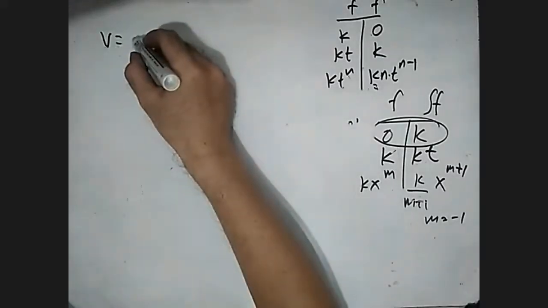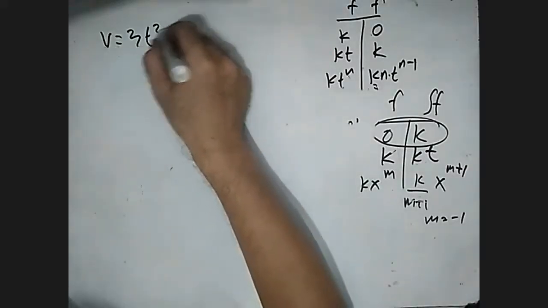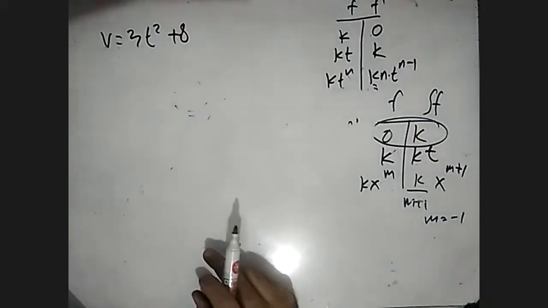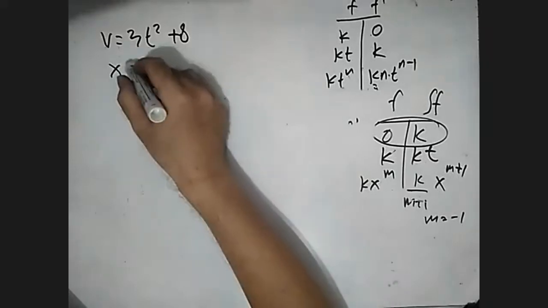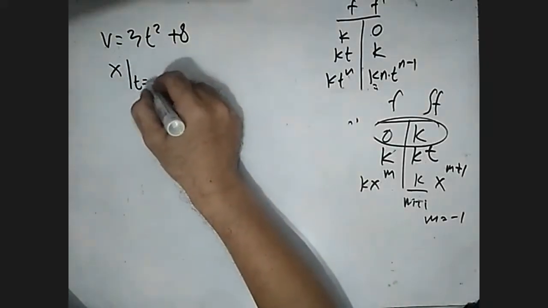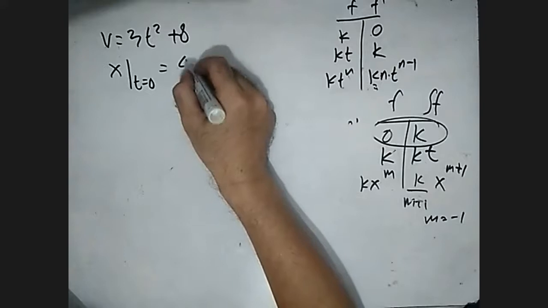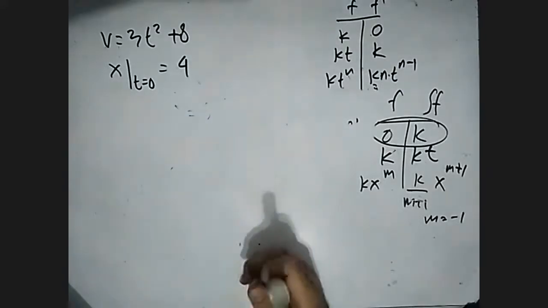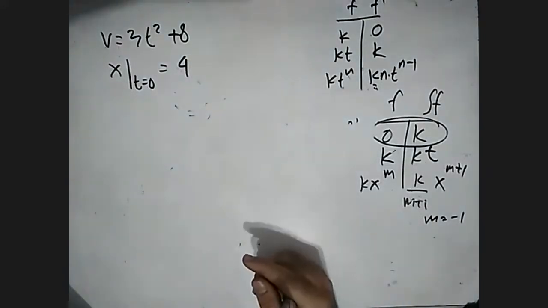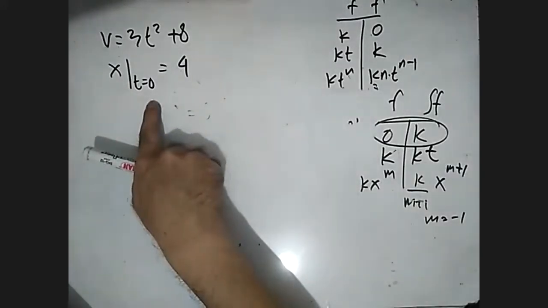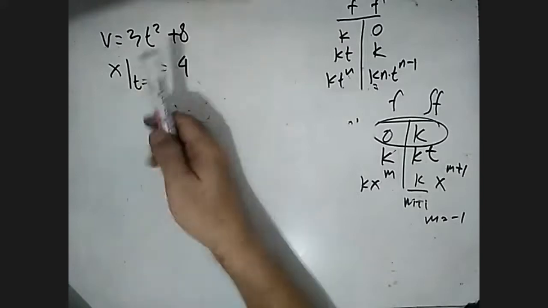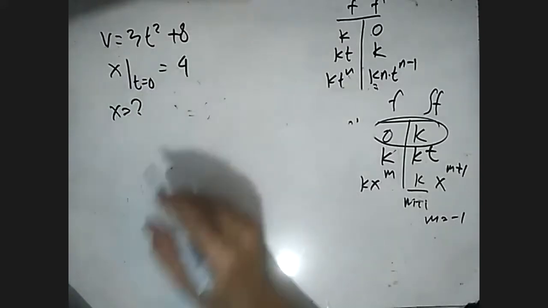V is 3t squared plus 8. Now, and this one here, we're always given some information. Displacement is 4 when t equals 0. Displacement when t equals 0 is 4. Okay, check them, how they word them here. Displacement is 4 when t equals 0. Now we find what is expression for x.